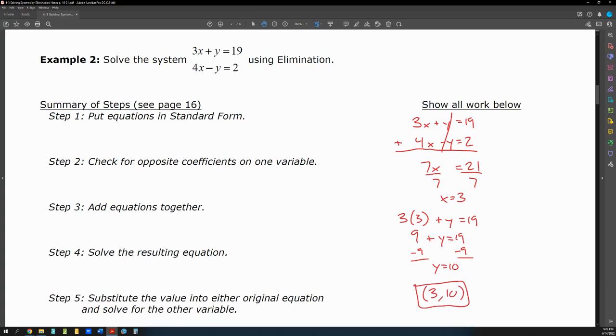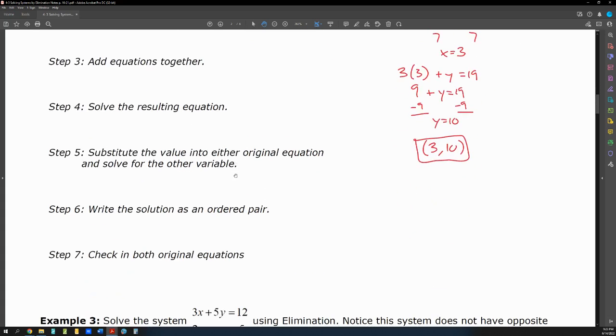Now we have to check and make sure that that solution works for both of the original equations. So we have 3x plus y is equal to 19, and we have 4x minus y is equal to 2. So I'm going to plug in 3 for x and 10 for y. So in the first equation, 3 times 3 plus 10 is equal to 19. Well, 3 times 3 is 9, plus 10 is equal to 19. And we get 19 is equal to 19.